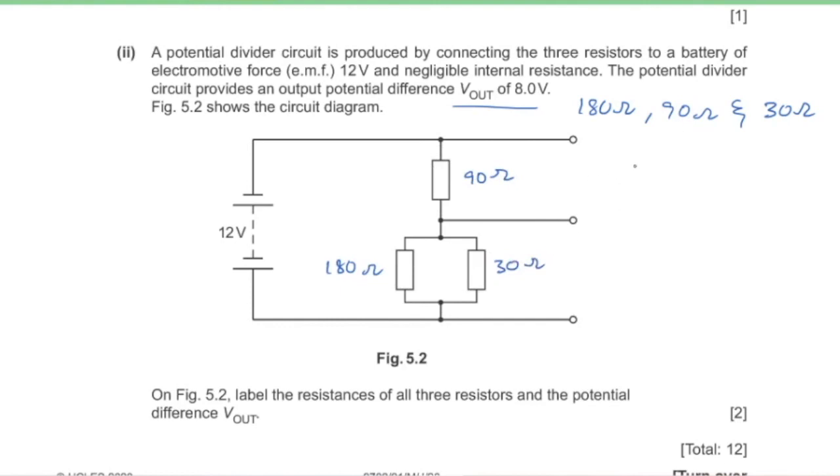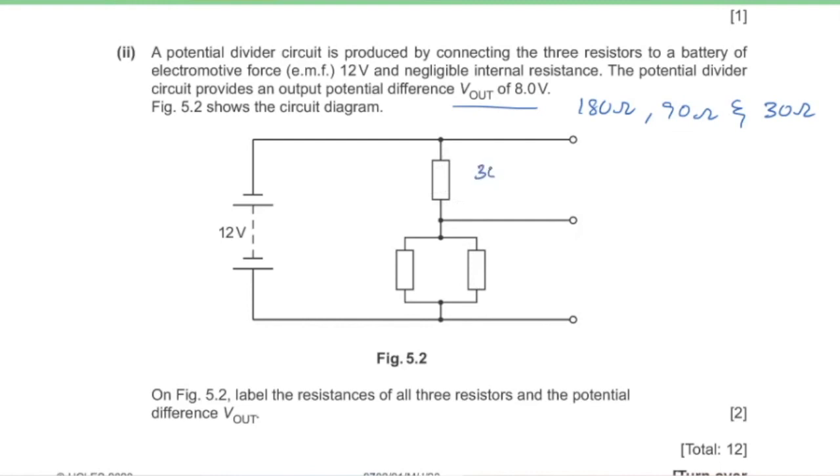If we calculate V out across 90 ohms, it is going to be 90 into 12 divided by 90 plus the combined resistance of 180 and 30, which is 25.7, and that gives me a voltage of 9.33 volts. This means that 9.33 volts is the voltage across 90 ohms, and the rest of it, which is 2.67 volts, is across this parallel combination of 180 and 30. Again, neither of these voltages is 8 volts, which means this case is not possible too.